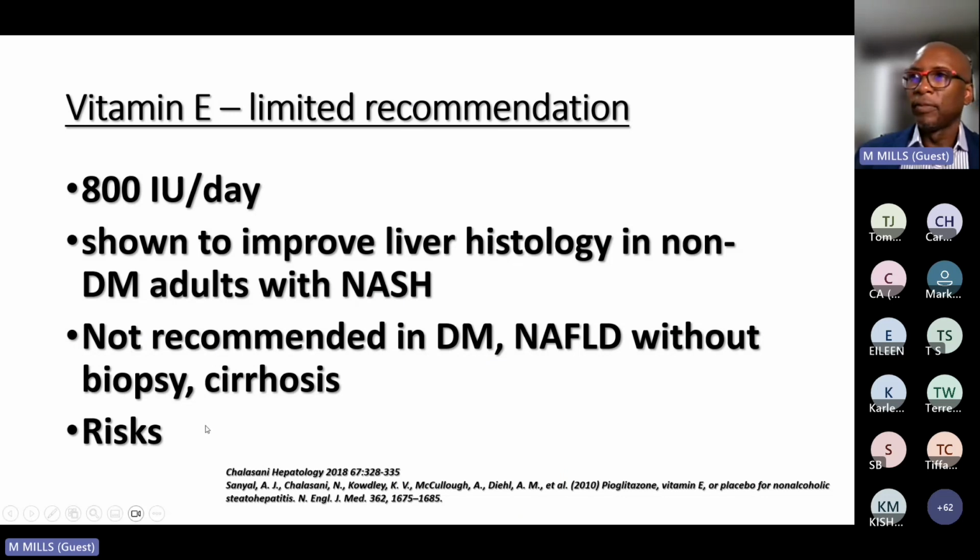Vitamin E, that's probably the only drug which has a little bit of data showing that doses of 800 international units per day have been shown to improve the liver histology.